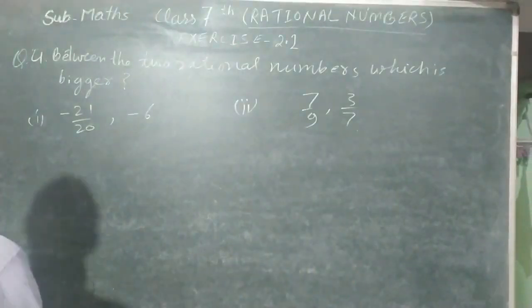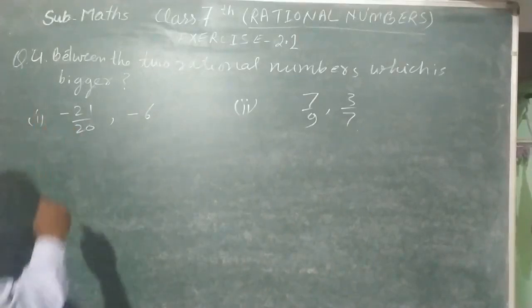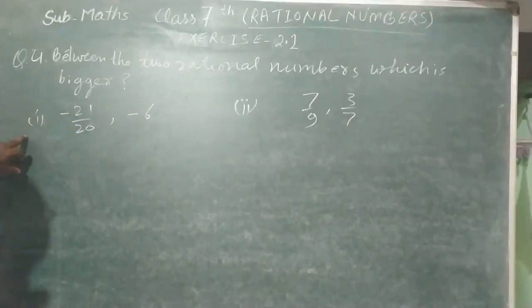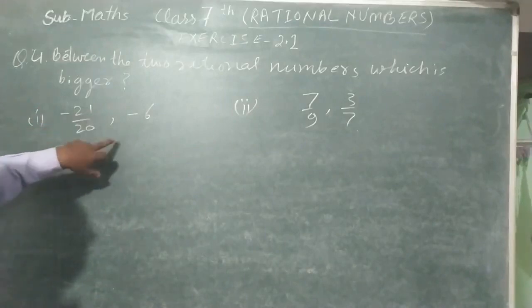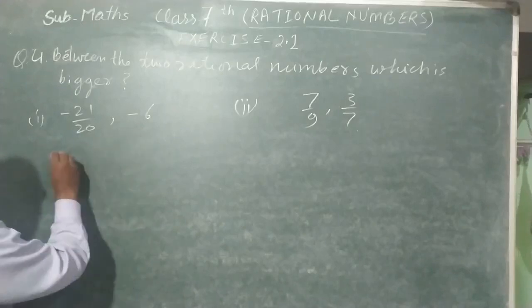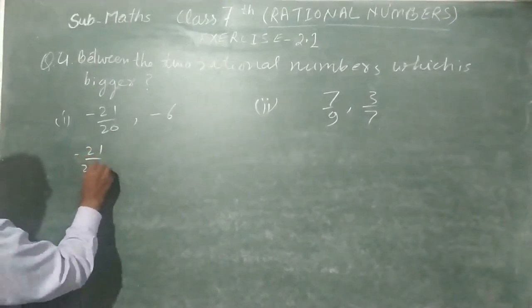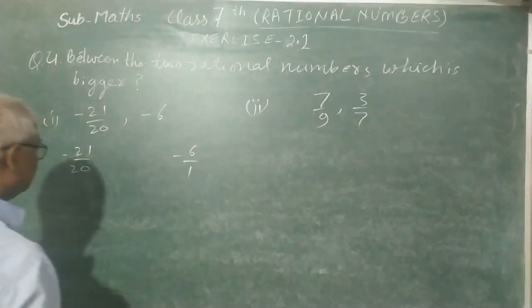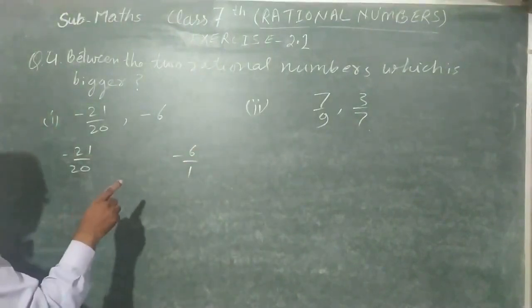First of all, between the two rational numbers, which is bigger? The first one is minus 21 upon 20 and the second number is minus 6. So first of all, minus 21 upon 20 and minus 6 upon 1. You can write this and make the denominators the same.